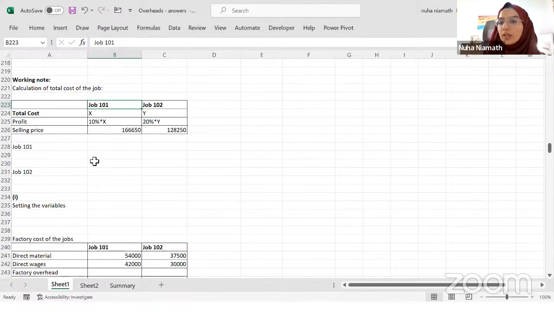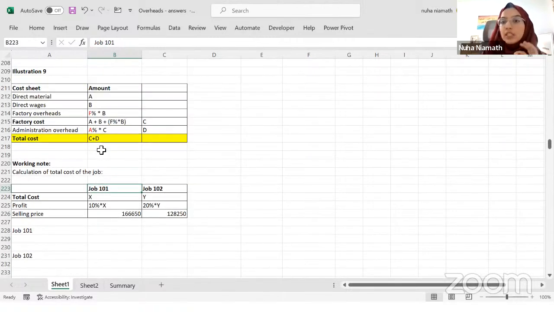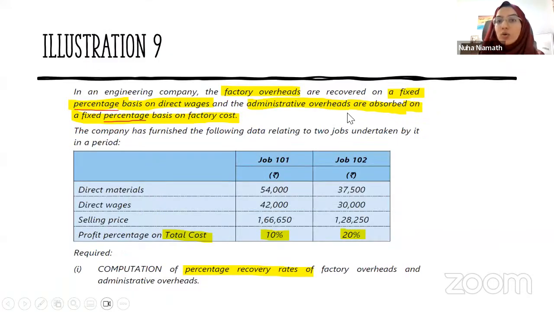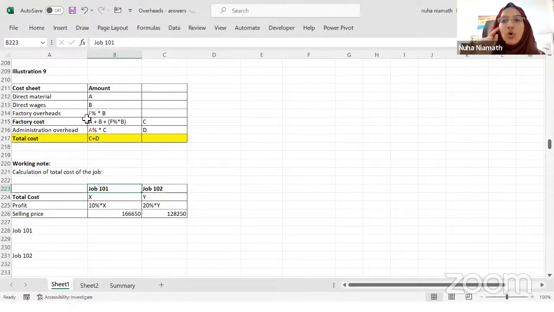The first thing that we need to calculate is... F% means factory overhead. Okay. F% is not factory overhead. If we go back to the question, it says factory overheads is a fixed percentage on the direct wages. So F is the percentage of the wages that will give us the factory overheads. Is that clear, Khatija? Similarly, A is the percent of the factory cost, which will give us the administration overhead. Clear?